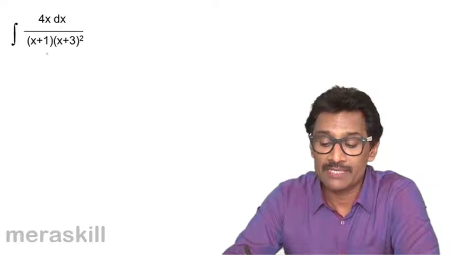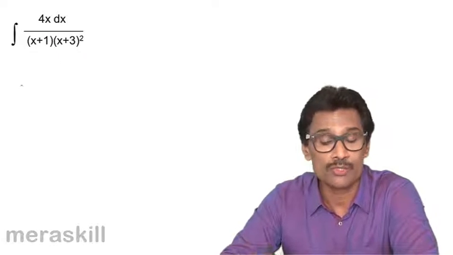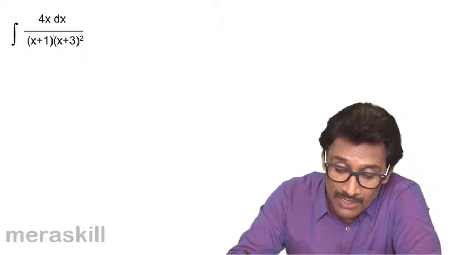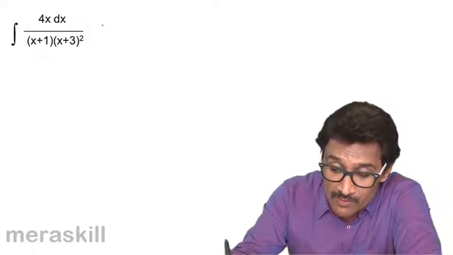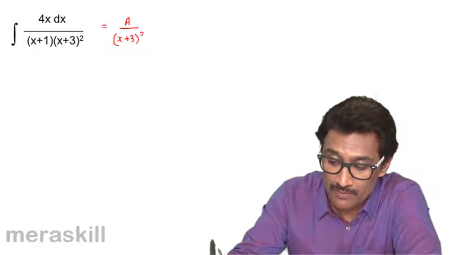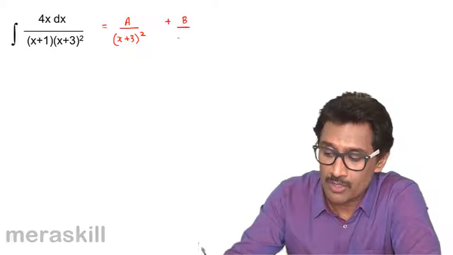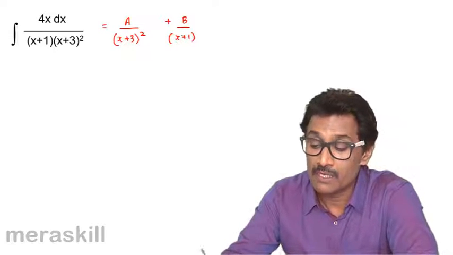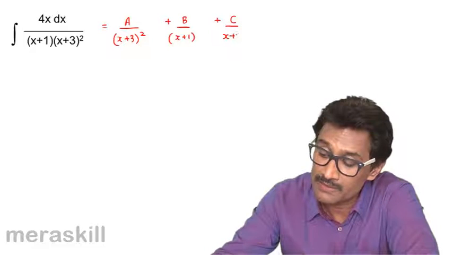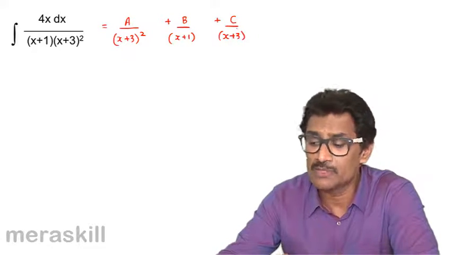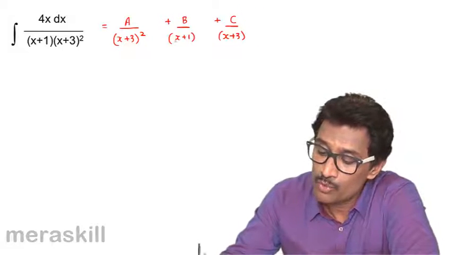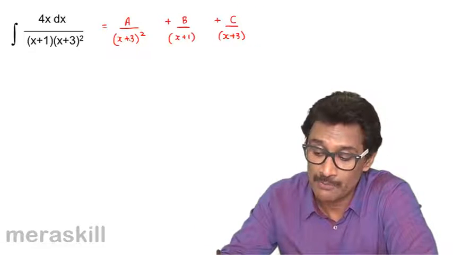So here we have 4x dx upon x plus 1 into x plus 3, the whole square. Now how do we go about doing this? Here the denominator has degree 1 plus 2, 3. So that means this is going to be a upon x plus 3 the whole square plus b upon x plus 1. This alone will not be enough. Possibly there could be a third one having x plus 3 too. Why do we take that? It's possible. Suppose it's not there, the c part would become 0. That's it. As simple as that. So hence we have to consider the 3 possibilities. That is a upon x plus 3 the whole square.